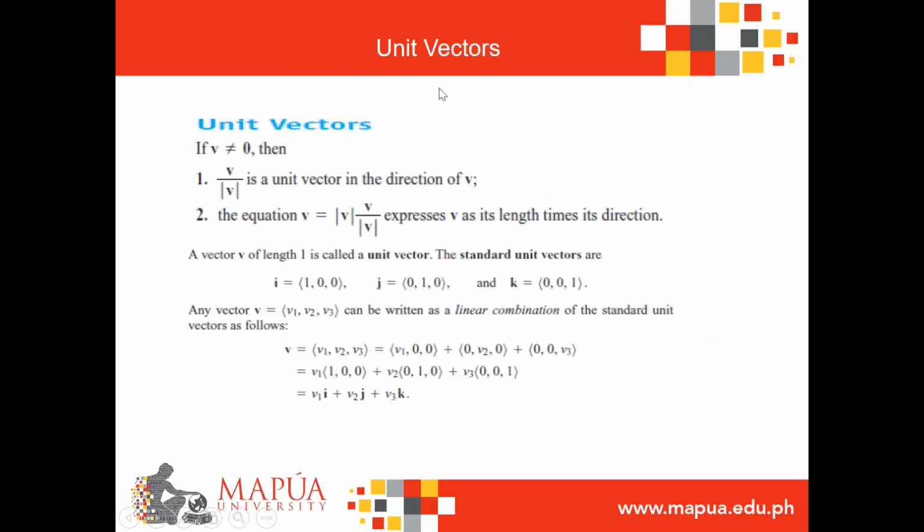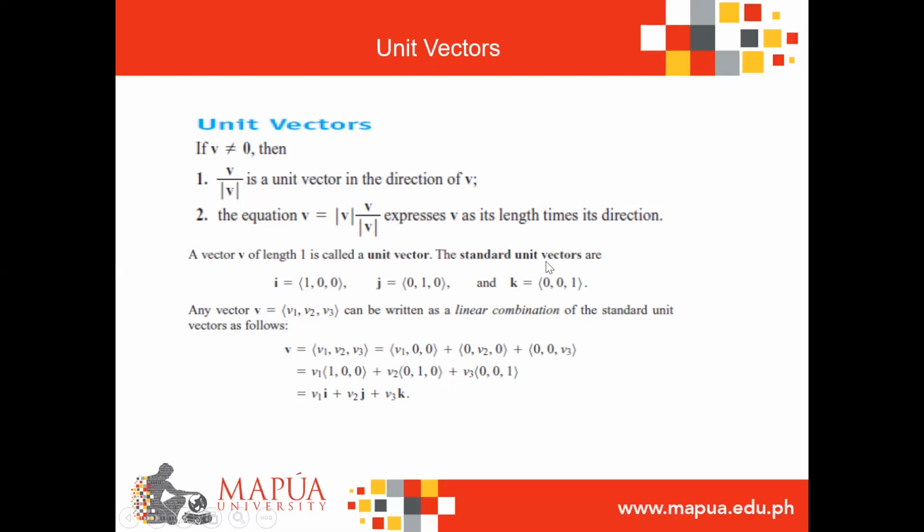Then we also have the formula or the concept on unit vectors. It says here, if v is not equal to 0, then v over the magnitude of v is a unit vector in the direction of v. Then the equation v equals magnitude of v times v over magnitude of v expresses v as its length times its direction. A vector v of length 1 is called a unit vector.